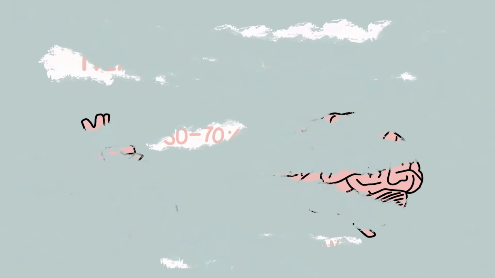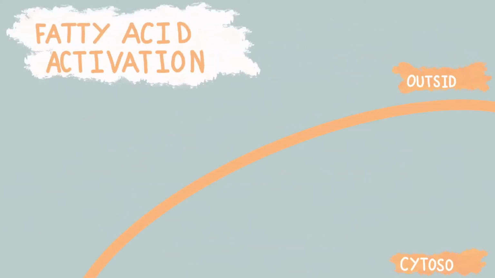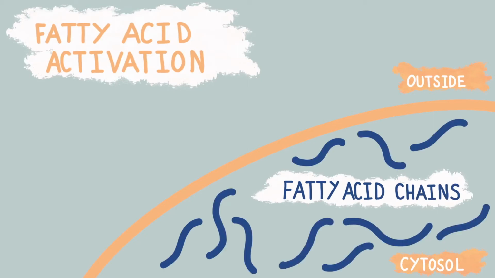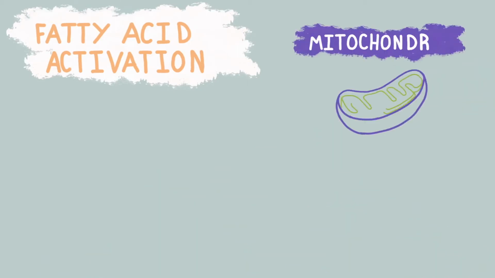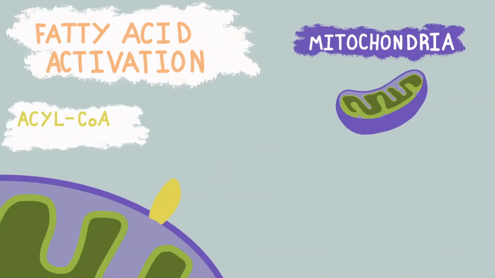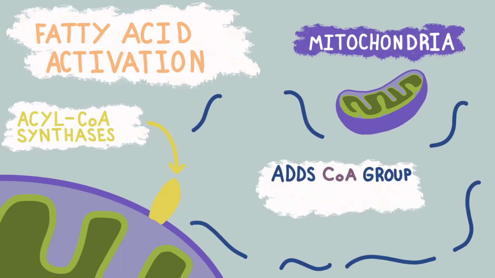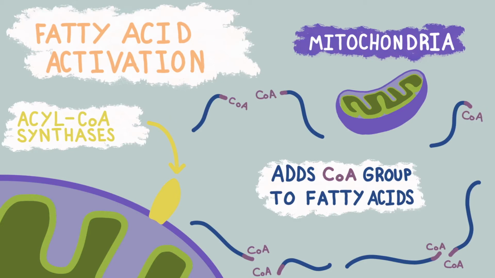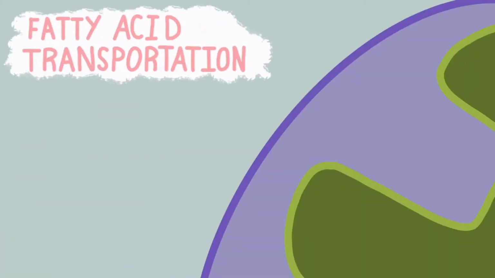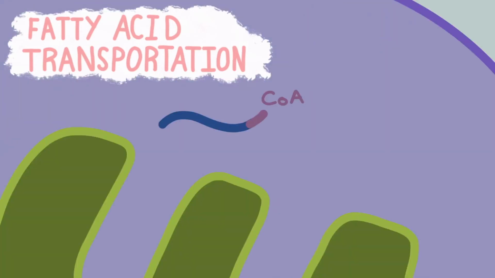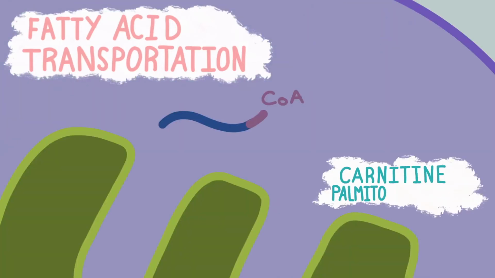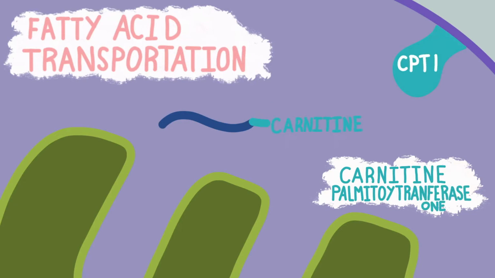beta oxidation. Free fatty acids are found in the cytosol, and in order to be metabolized, they need to be activated by acyl-CoA synthetases found on the outer membrane of the mitochondria. This adds a CoA group to the fatty acid, forming a long-chain fatty acyl-CoA molecule. The fatty acyl-CoA molecule then enters the intermembrane space of the mitochondria, where it is modified by carnitine palmitoyltransferase 1, which replaces the CoA group with a carnitine group, forming acyl-carnitine.